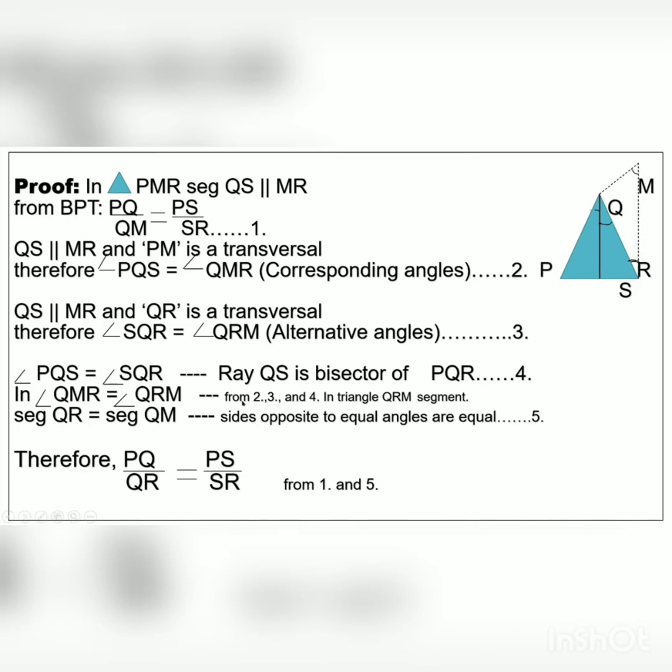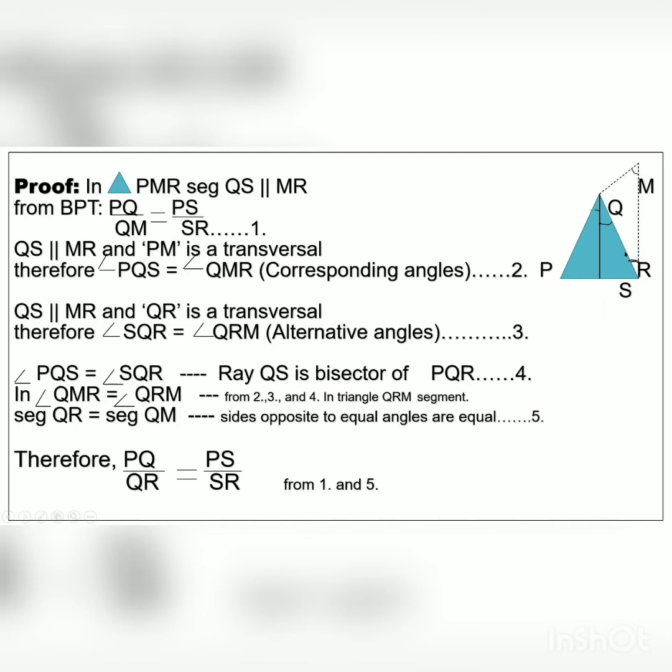Second, third and fourth. But you can see here in the figure this angle M and this angle R, both angles shown in our steps. Angle QMR is equal to angle QRM. Both angles of triangle QMR are equal. Then triangle QMR becomes an isosceles triangle. By using the isosceles triangle theorem, you can show side QR is equal to QM.